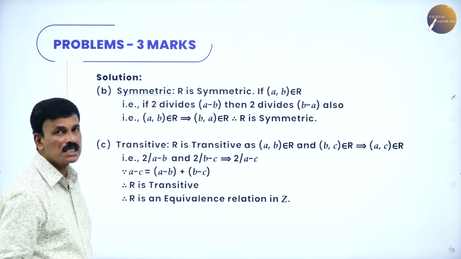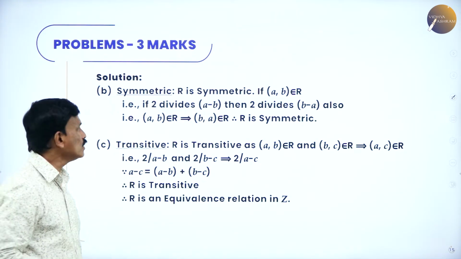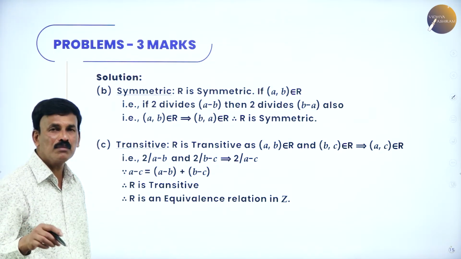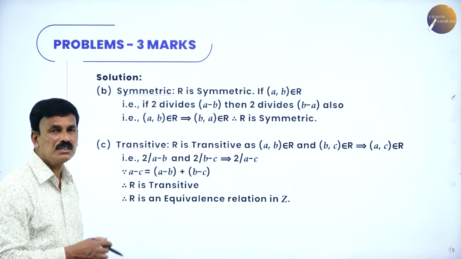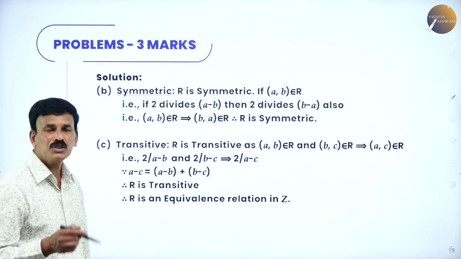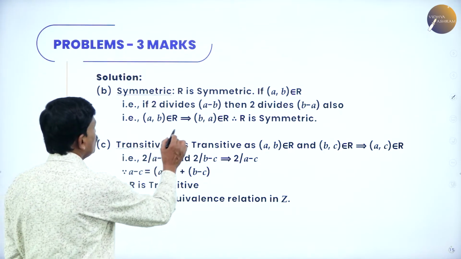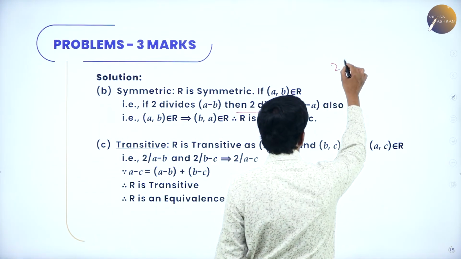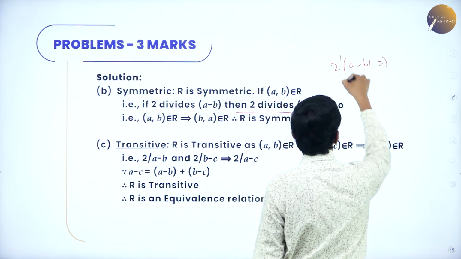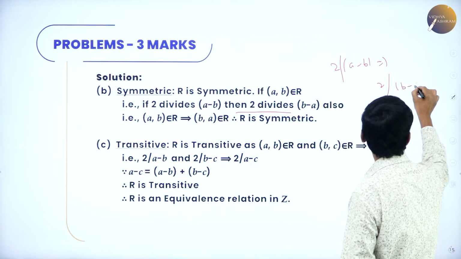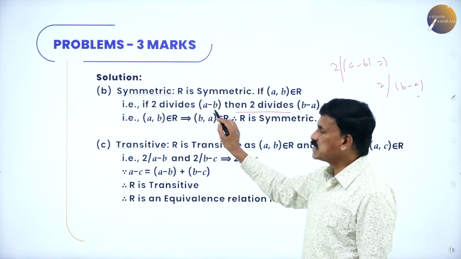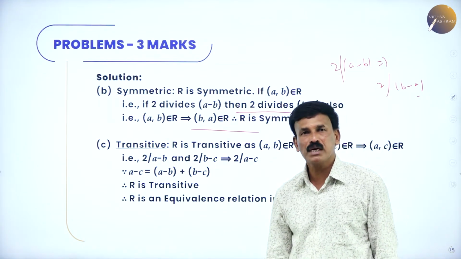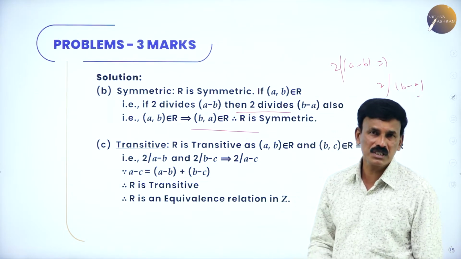Now let us come to the second, symmetric. Verify whether it is symmetric or not. What is symmetric? If (a, b) belongs to R, then (b, a) also belongs to R. That means, according to the condition, if 2 divides a minus b, then 2 also divides b minus a. Therefore, (a, b) belongs to R implies (b, a) also belongs to R. Therefore, it is symmetric.